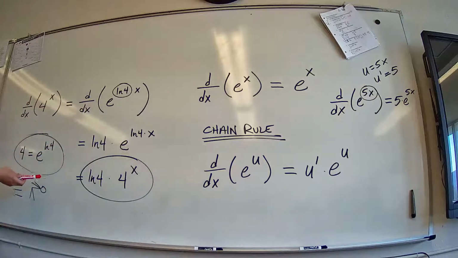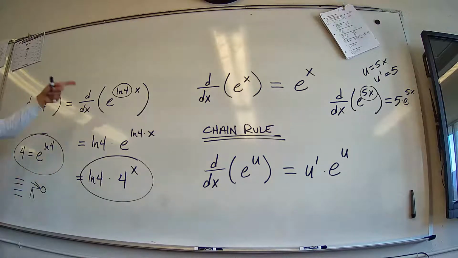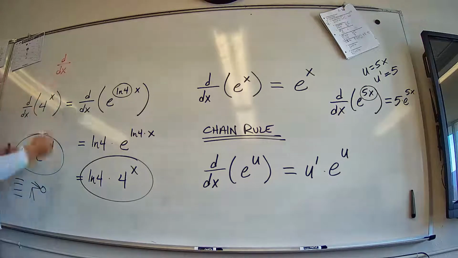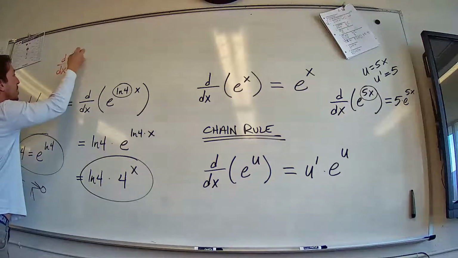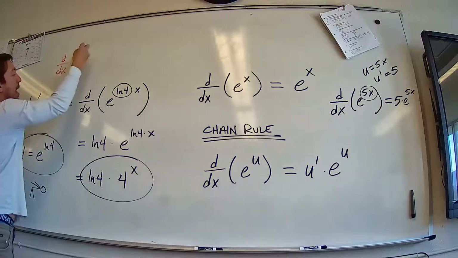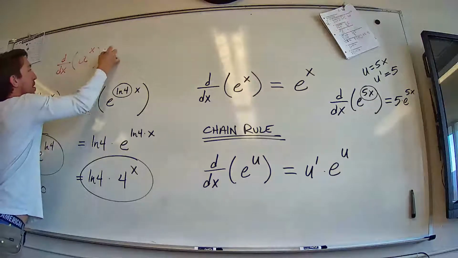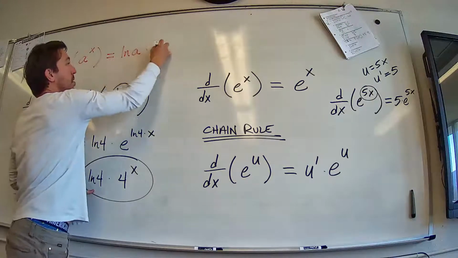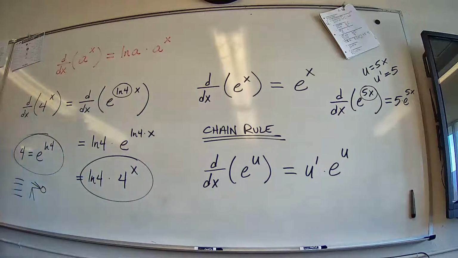Now, is there anything special about the number 4 that made that work out? No, that could have been a 7, a 19. It doesn't matter. It would have worked out the exact same way. So I could make myself a note that says the derivative of any number, let's call it a, to the x power is just going to be the natural log of a times the thing I started with, a to the x. Cool beans? Cool beans.